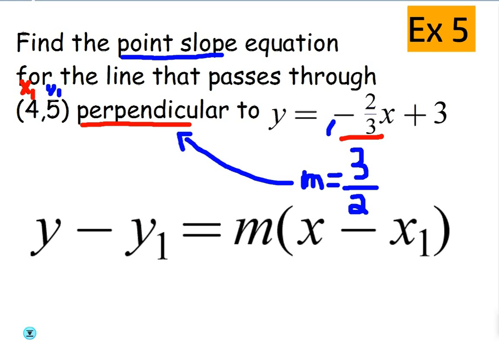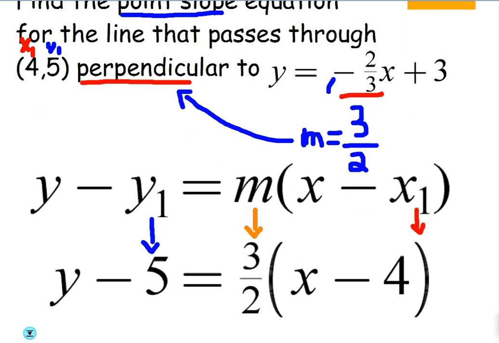So y1 is going to be replaced with 5. x1 is going to be replaced with 4. And the slope is going to be replaced with 3. Whoops, that's not the slope. Slope is going to be replaced with 3/2. So that's what happens when you replace everything.